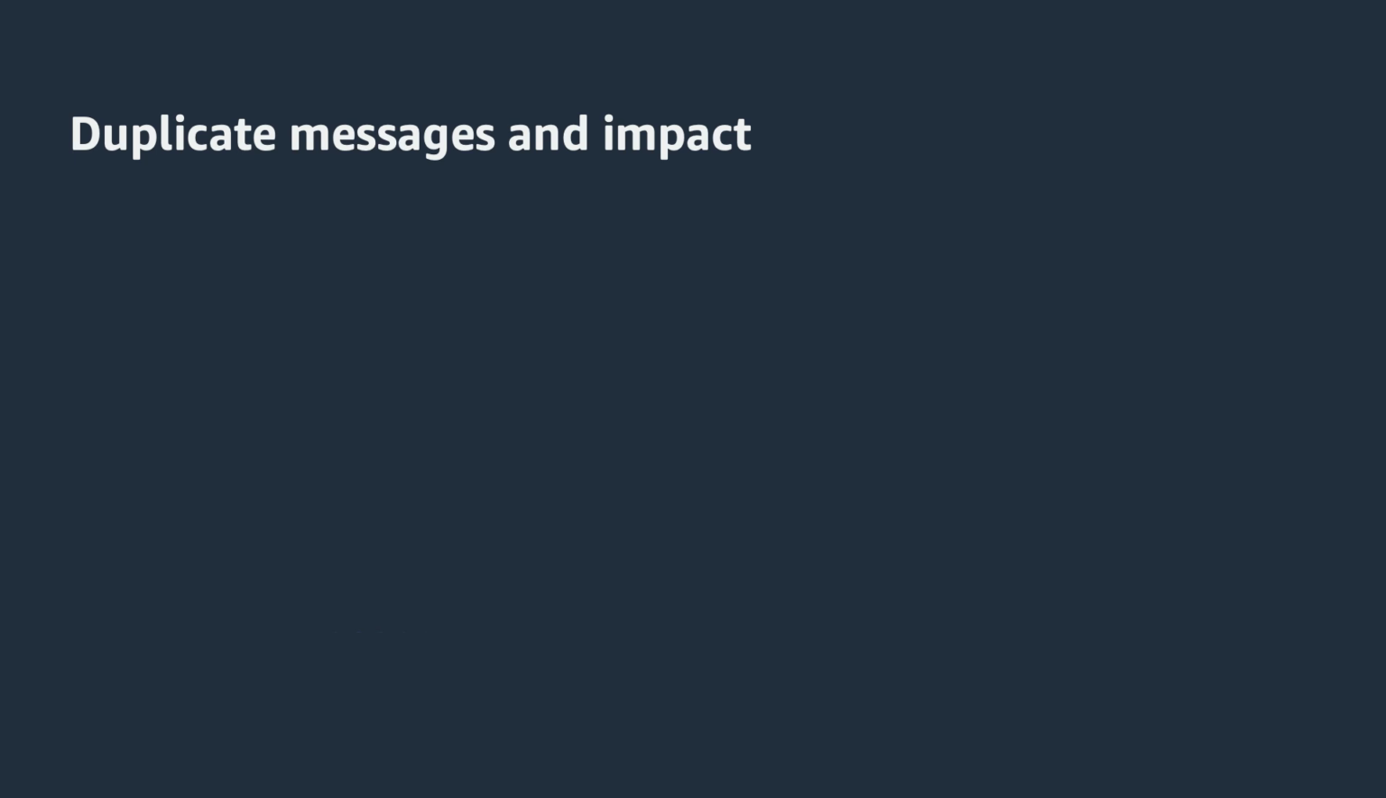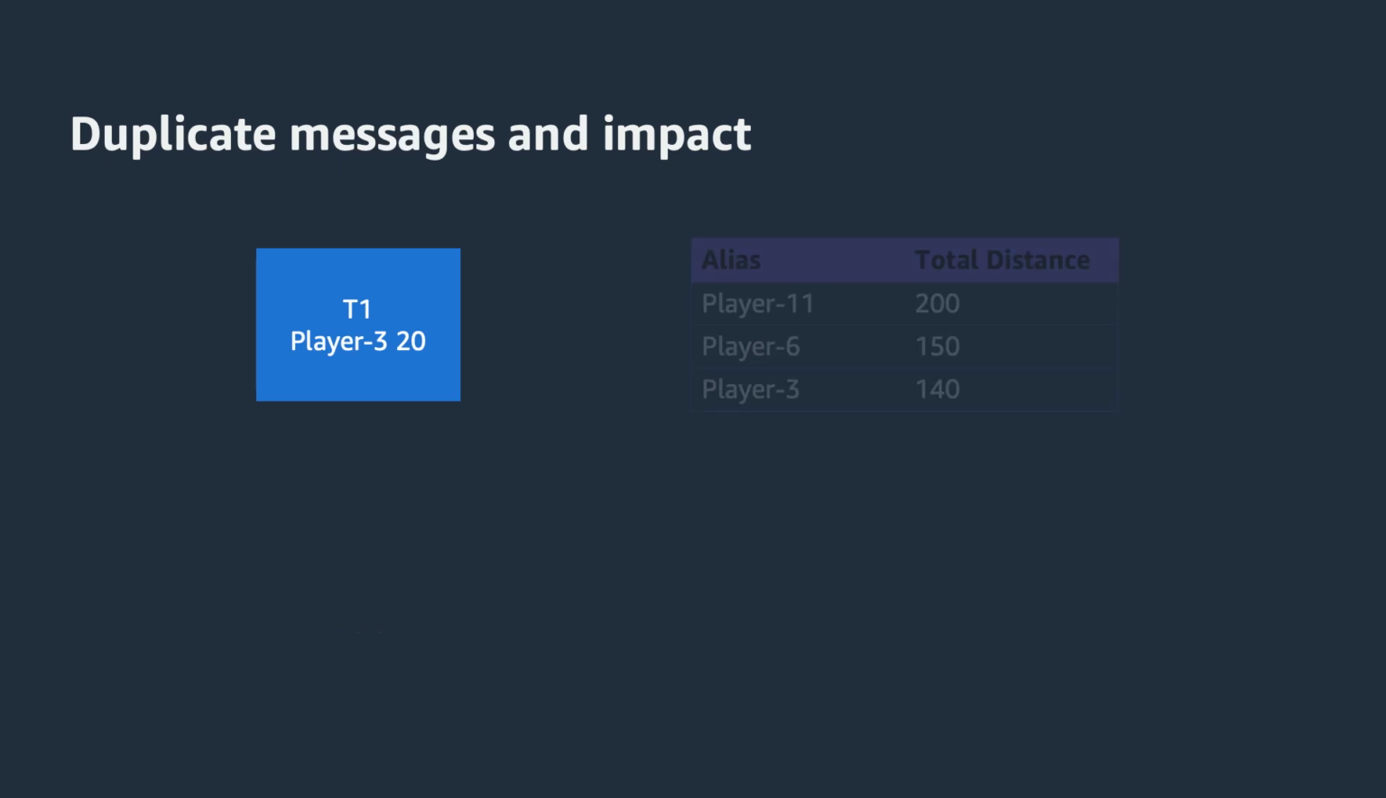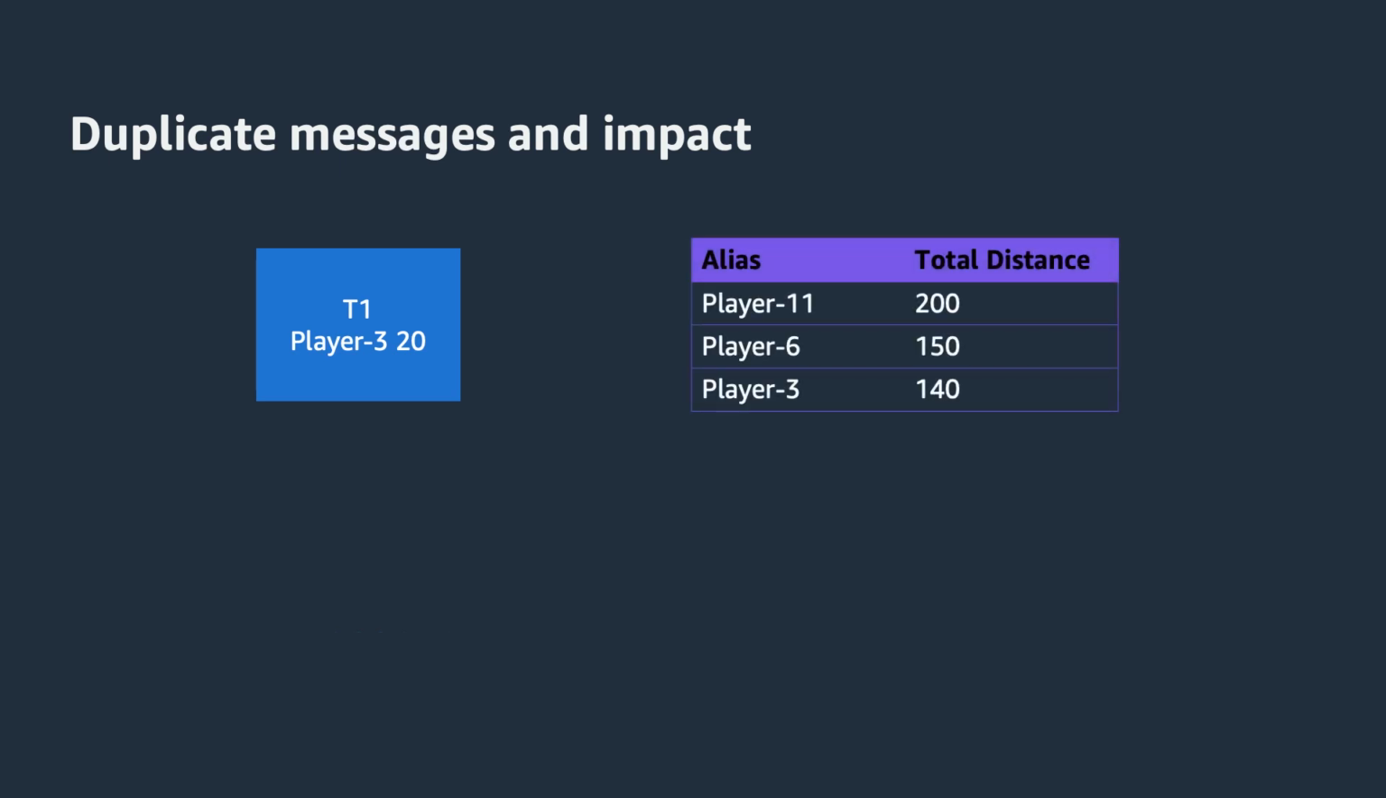Imagine in this case we are having a leaderboard of total distance. At time T1, player 3 has traveled a distance of 20 kilometers and the leaderboard looks like this. Once you process this data, you update player 3 from 120 to 140, as this new distance traveled 20 is accommodated in the leaderboard.